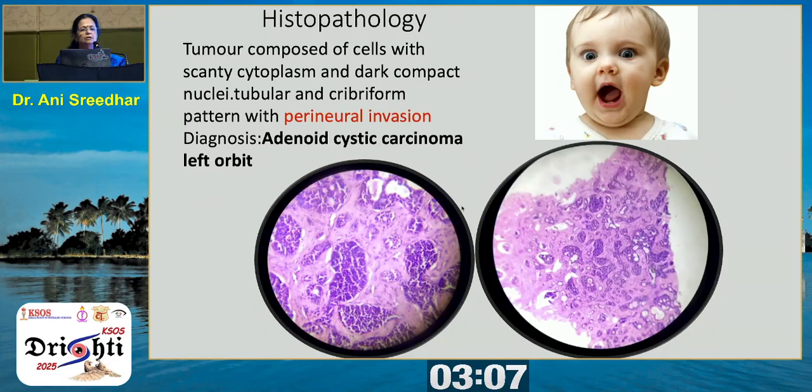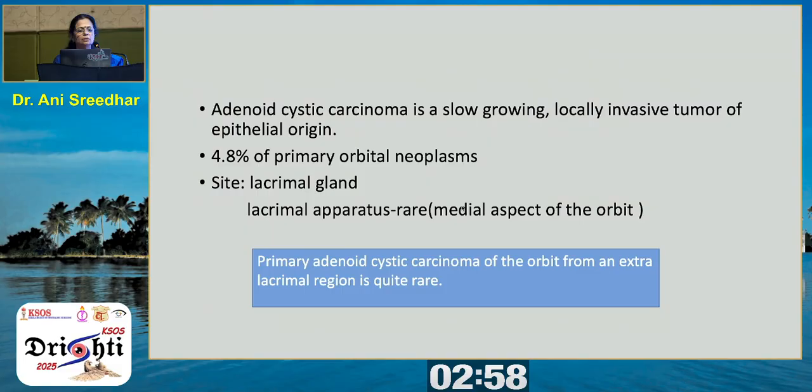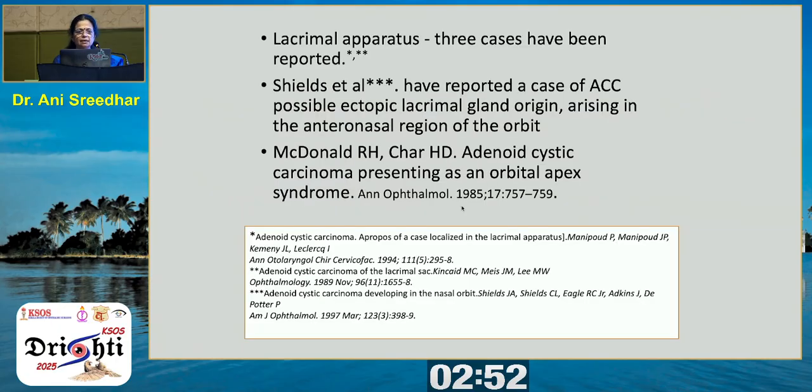But histopathology came as adenoid cystic carcinoma of the left orbit. We double checked with two pathologists. It was an adenoid cystic carcinoma of the left orbit. The primary site of adenoid cystic carcinoma is in the lacrimal gland, and the lacrimal sac region is quite rare. Only 3 cases have been reported. I don't know if Fairuz knows about some more.